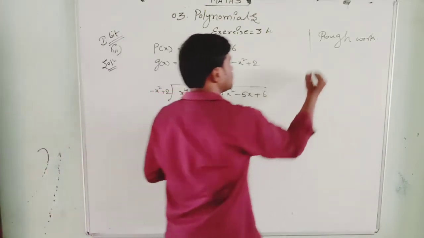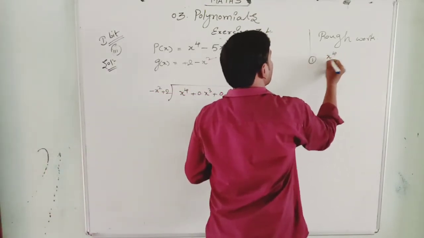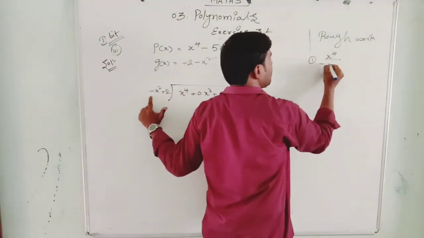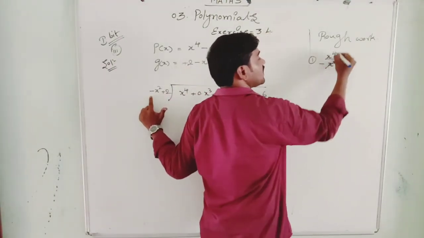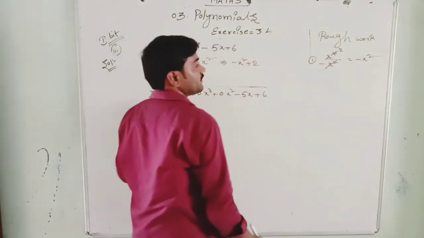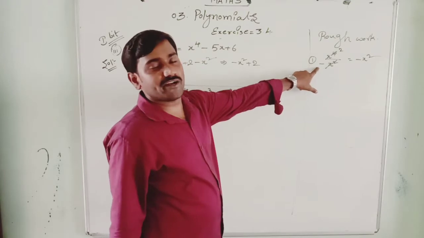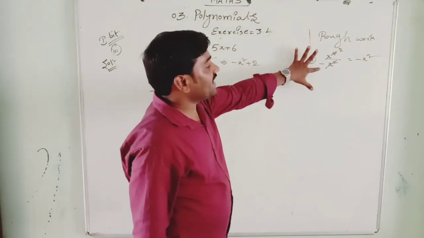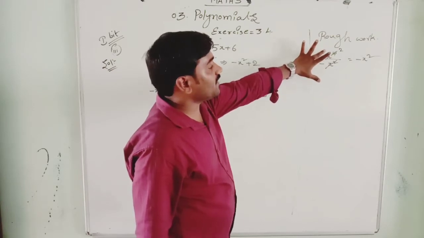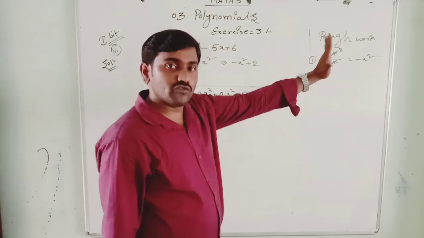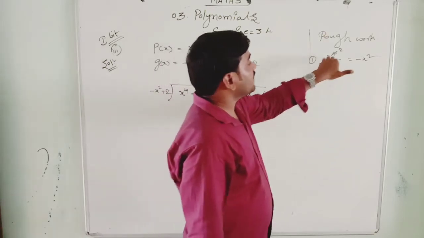The first step is x to the power of 4 divided by minus x square. The x square cancels out of the x to the power of 4, so minus x square is left. This minus does not belong only to the denominator, it also belongs to the numerator. It is for the fraction, it tells us that it is a negative fraction. Okay, minus x square is there.